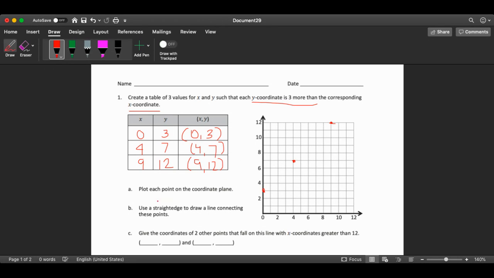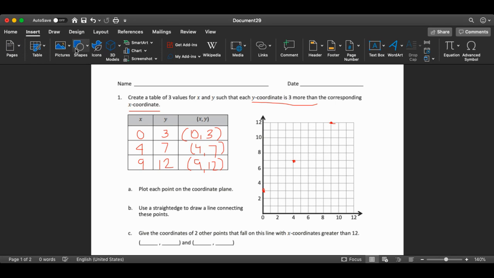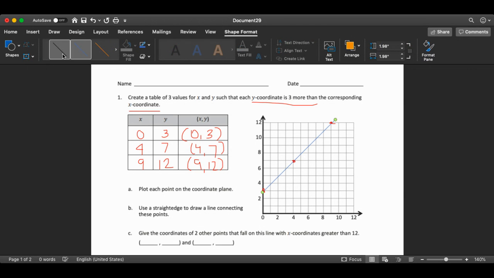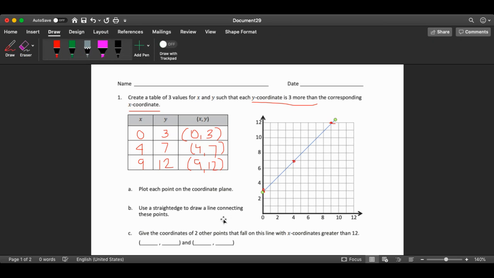All right, so I plotted each point on the plane. This is what it should look like. Then it says use a straight edge to draw a line connecting these points. I'm going to use the template here because I cannot draw a straight line with this. So your straight line should go right through those 3 points. Go back to my drawing.